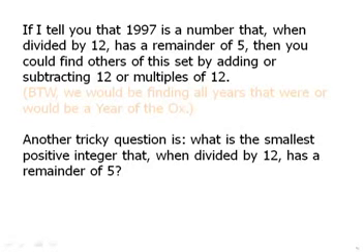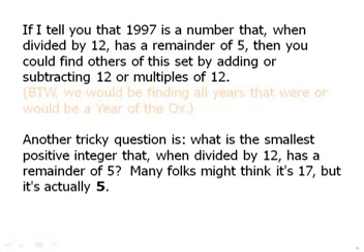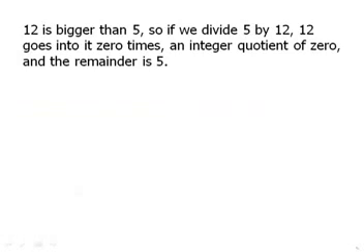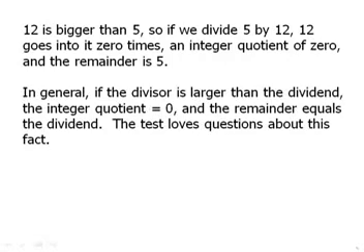Another tricky question is, what is the smallest positive integer that, when divided by 12, has a remainder of 5? Well, you may think that it's 17, but it's actually 5. Well, wait a second. What's going on here? 12 is bigger than 5, so if we divide 5 by 12, it goes into it 0 times, an integer coefficient of 0, and the remainder is 5. In general, if the divisor is larger than the dividend, then the integer quotient is 0 and the remainder equals the dividend. The test absolutely loves to test questions about this.